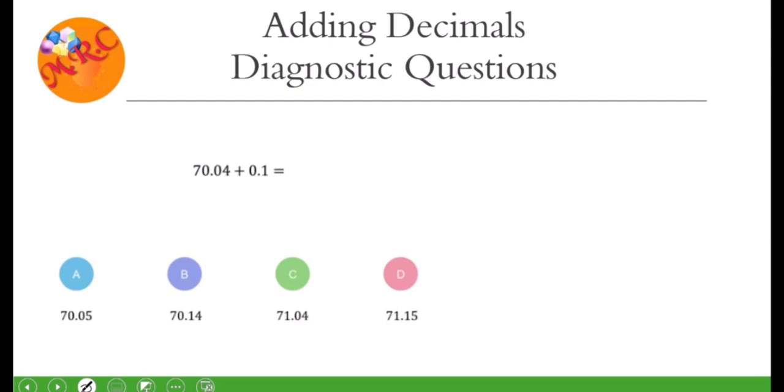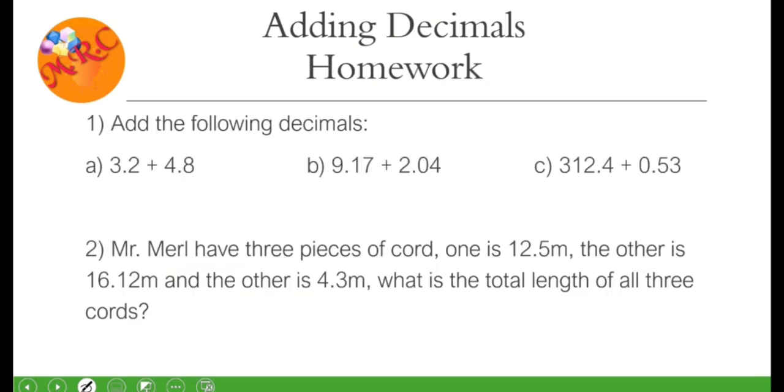30 seconds to complete the question. 70.04 plus 0.1. 5, 4, 3, 2, and 1. The answer is 70.14. Alright, great. Alright, so well done. You did exceptionally well going through all those questions with me today.